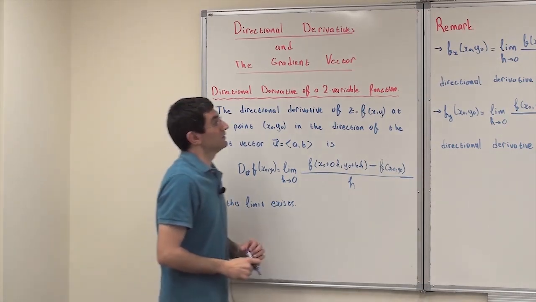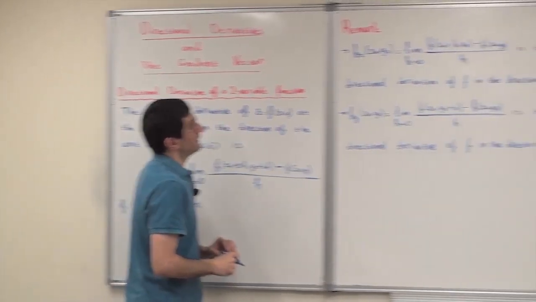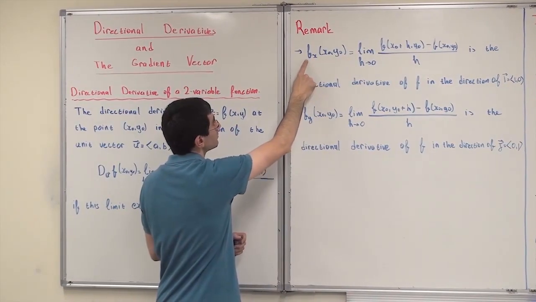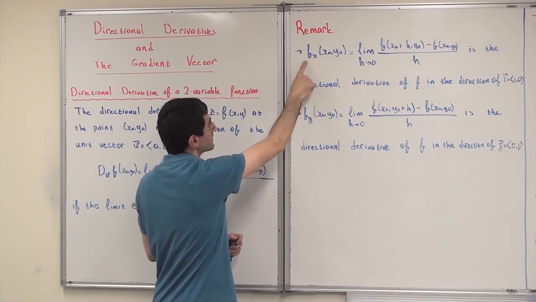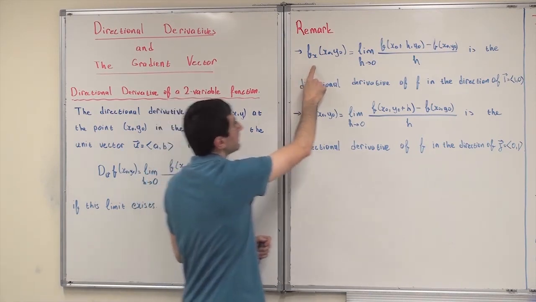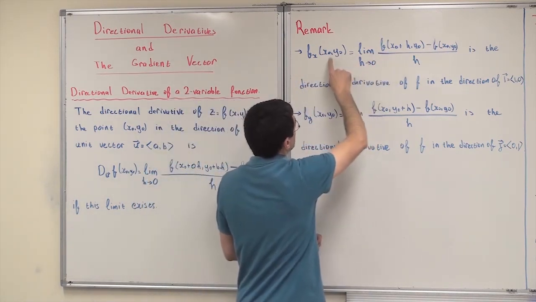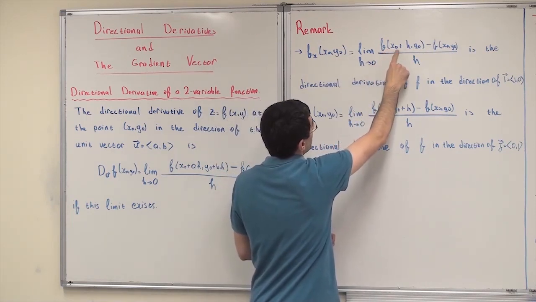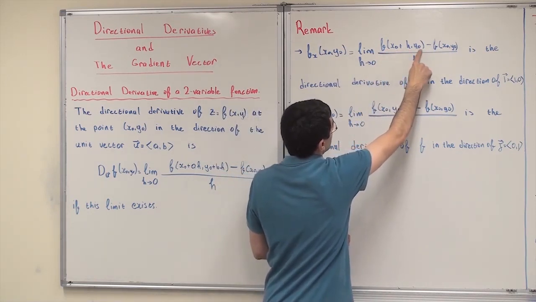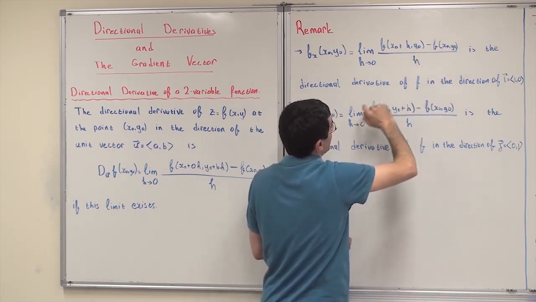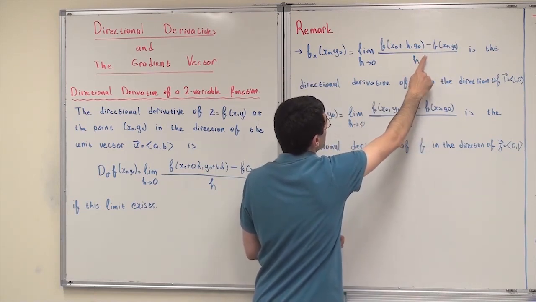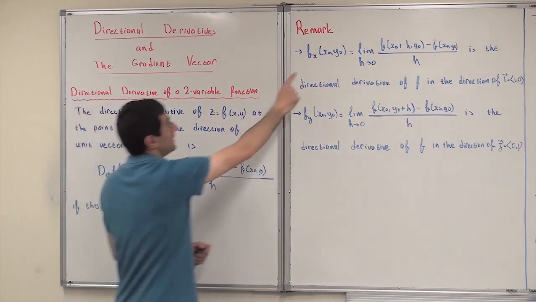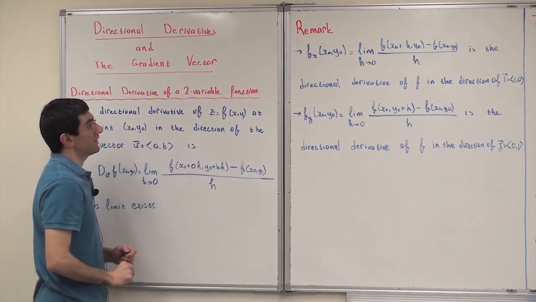Now, I would like to remark the following. We have already seen the partial derivatives of a two-variable function with respect to variables x and y. Their limit definition at the point x0, y0 is the following limit: f of x0 plus h, y0 minus f of x0, y0 all over h.